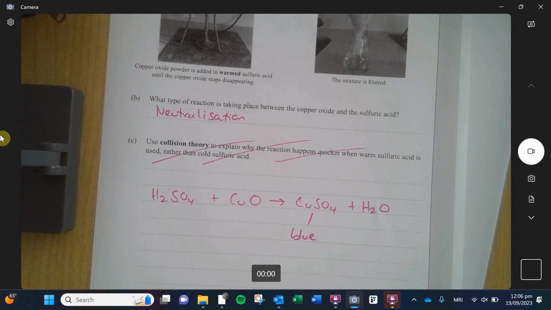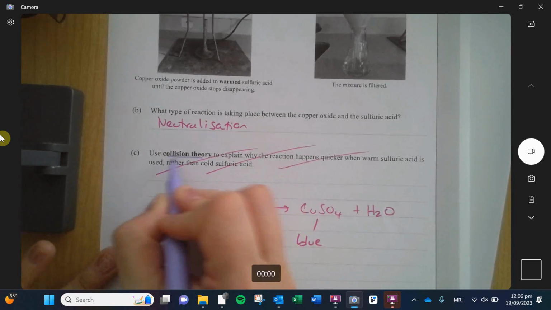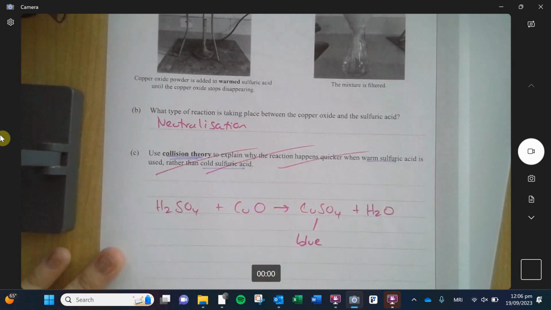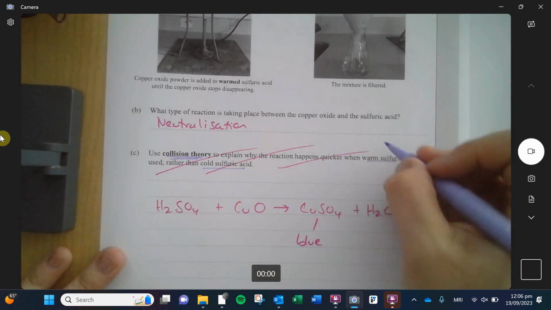Collision theory is where the particles actually... Yeah, so in this case with the collision theory, I'm just grabbing a different color. They're talking about heat because they have warm sulfuric acid versus cold sulfuric acid. So this is relating to the temperature.